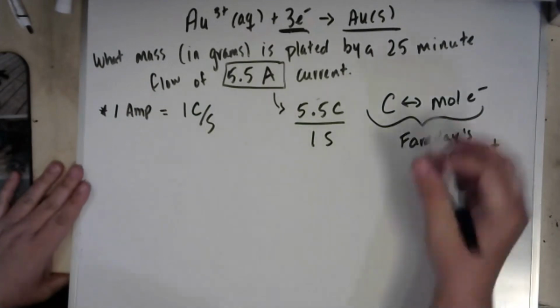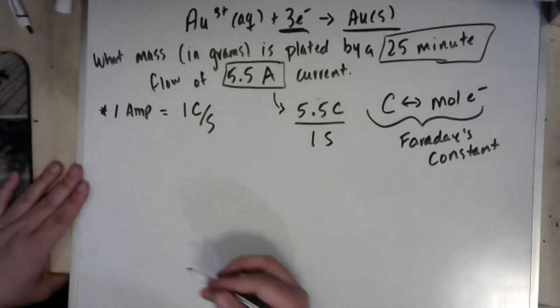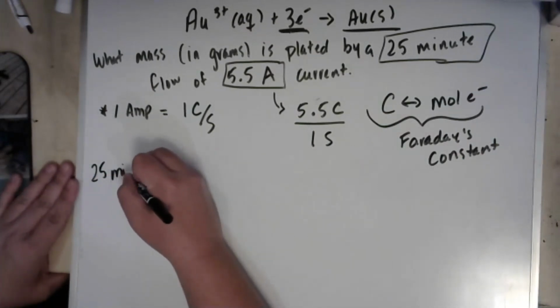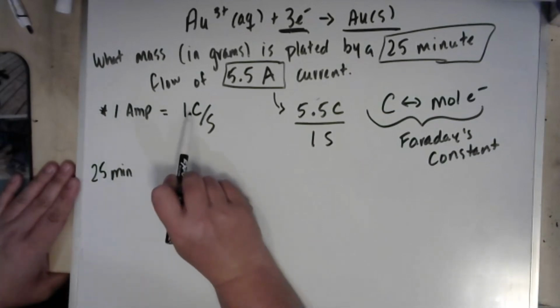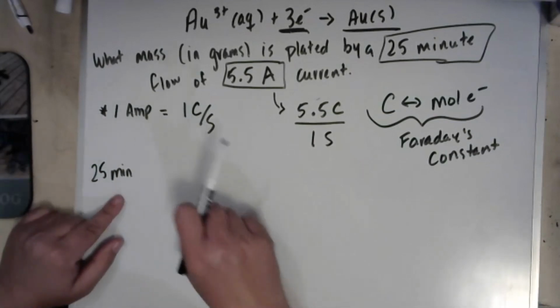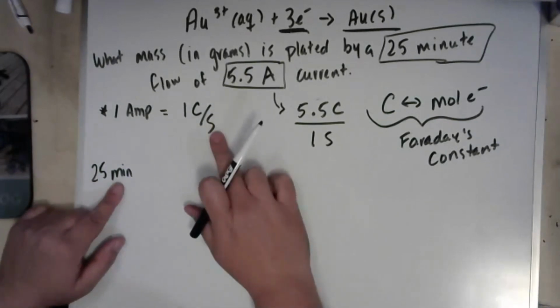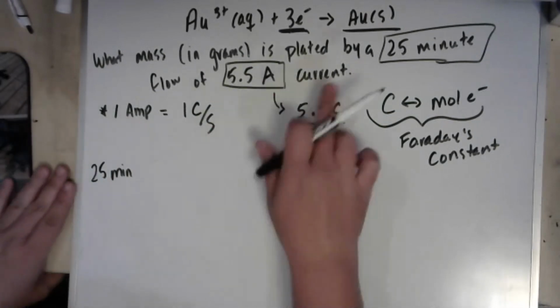So what we want to start with here is our time. We know that we're going to be running this cell for 25 minutes. Okay. Amperage is in terms of coulombs per second. That means that I have to convert this minute value into seconds because that's the same time unit that's associated with the values that I was given here.